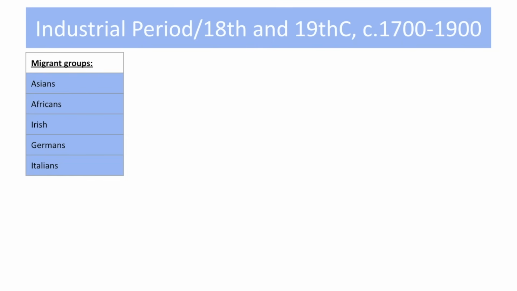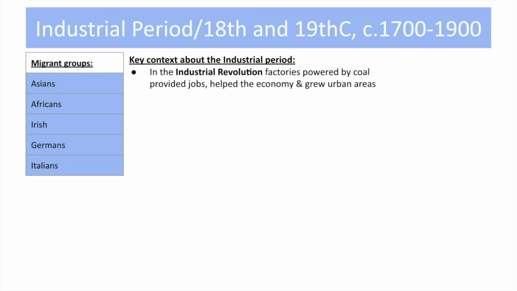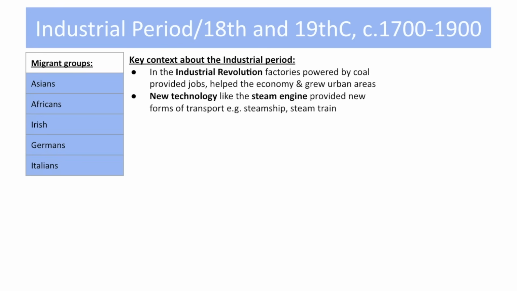So the key context that you need to know for this period is that, number one, the Industrial Revolution is taking place. So factories powered by coal are providing jobs. That has a massive beneficial impact on the economy, and it massively grows urban areas. So you get towns and cities with much bigger populations. And the creation of things like factories provides a huge amount of job opportunities. So that's a really important pull factor for pretty much every migrant group in this period.